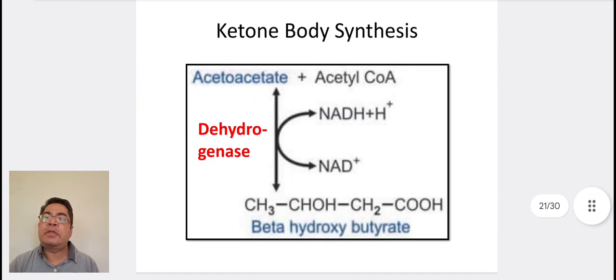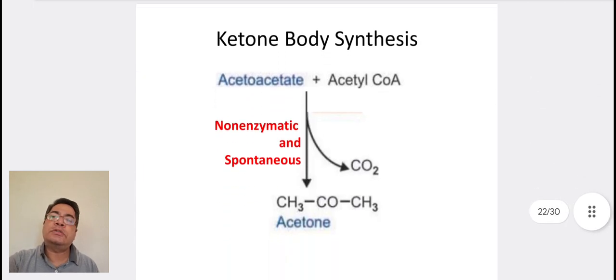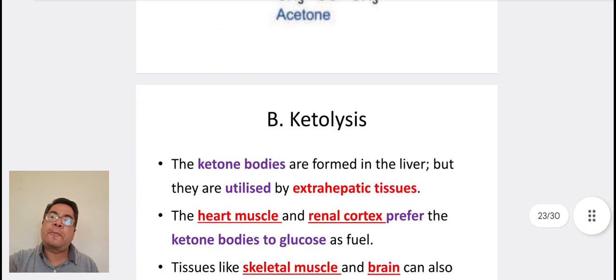Here we can see acetoacetate gives beta-hydroxybutyrate with the help of enzyme dehydrogenase, or else it can form a spontaneous and non-enzymatic method to form acetone.